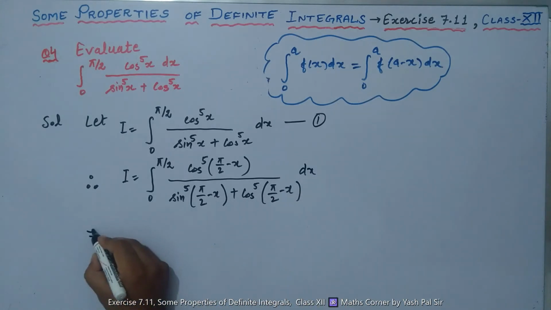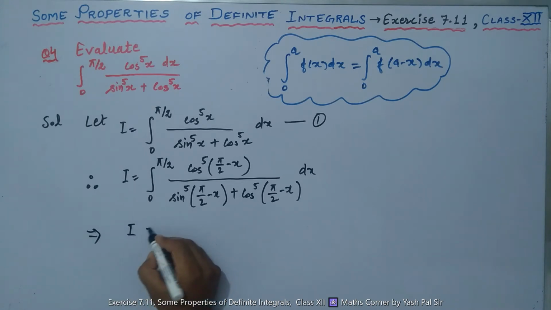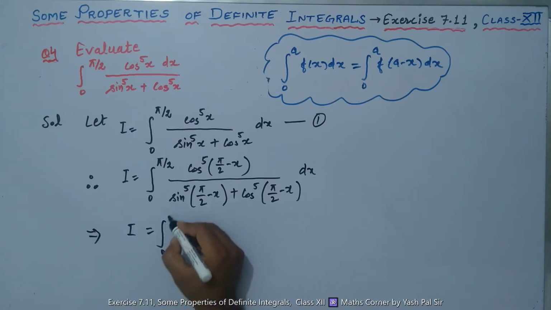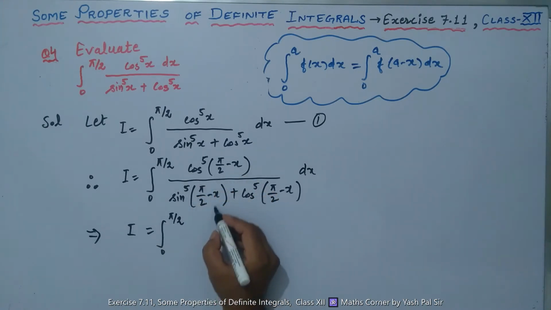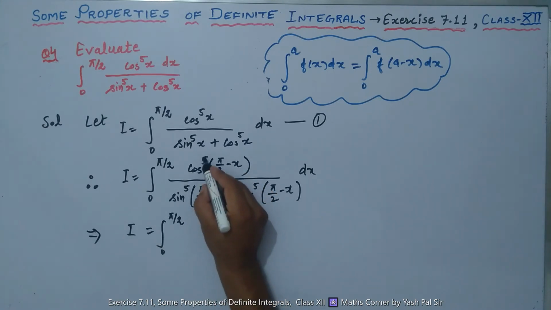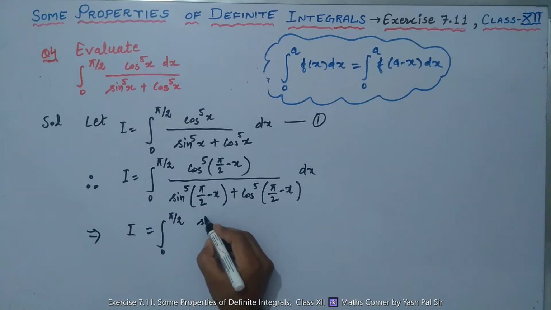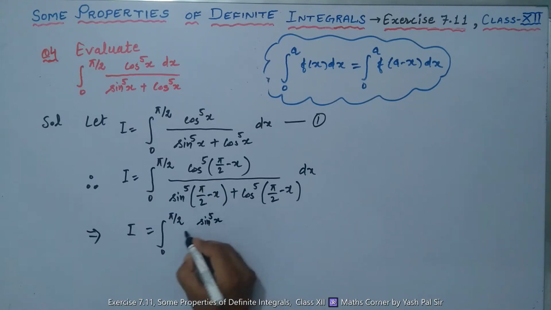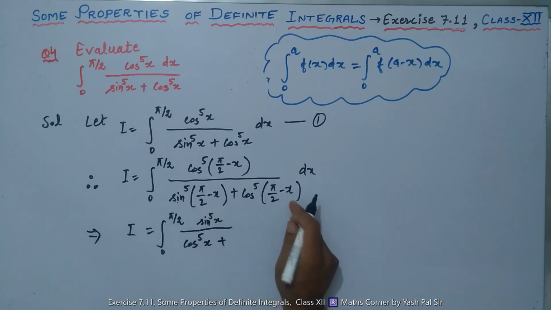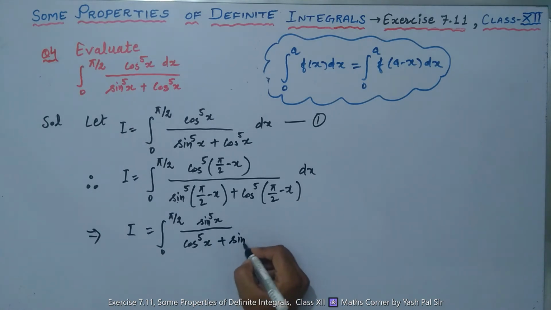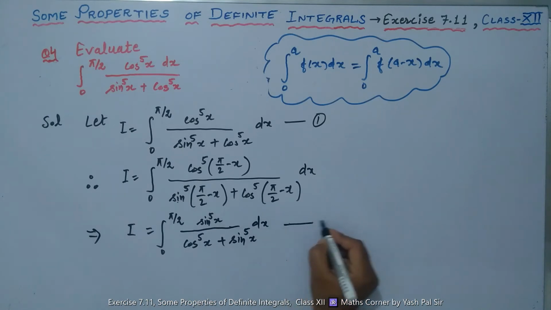So this becomes I is equal to 0 to pi by 2 cos of (pi by 2 minus x) means sin x power 5 as it is, sin raised to power 5x divide, this becomes cos raised to power 5x, this becomes sin raised to power 5x into dx. Say this is equation number 2.